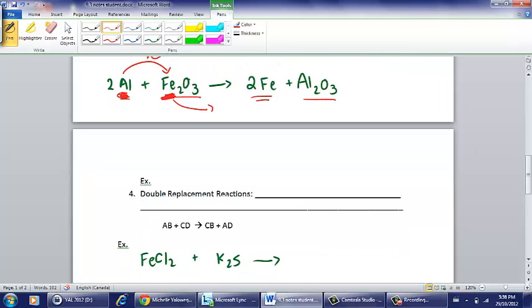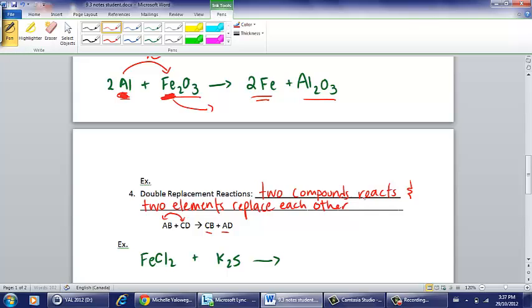Double replacement reaction is the same thing but with 2 compounds. So you have AB and CD. The C and the A swap places. So there is a switching of partners, and you get CB and AD. So two compounds react, and two elements replace each other. So we can say that they switch places, or switch spots.